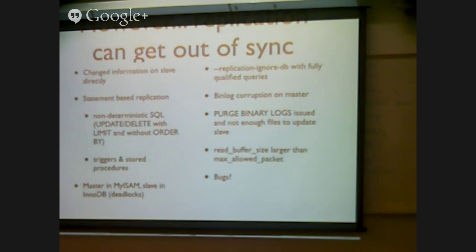So replication can get out of sync for a myriad number of reasons. Here are just a few. Sometimes people have the master in MyISAM and the slave in InnoDB. This actually does cause problems. Most commonly, the replication can also get out of sync even if you've done your architecture properly, it's just that you get bugs. I mean, everybody is human.